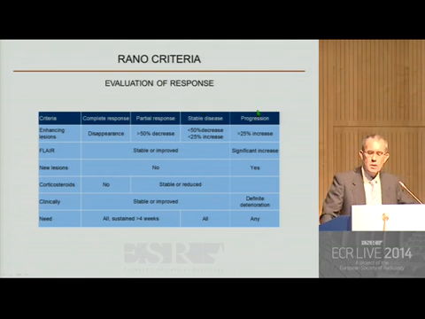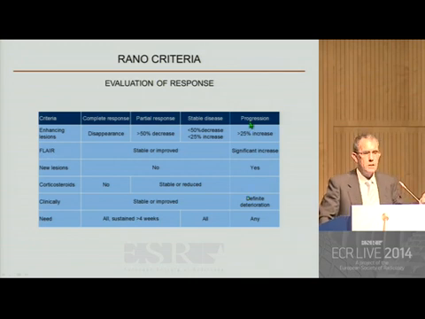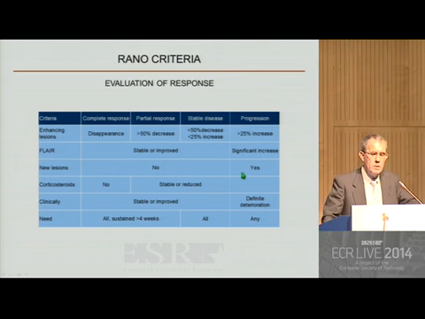And for progression, we just need to complete one of the criteria. We have enough with a more than 25% increase of the enhancing lesions, or a significant increase in the flare component, or a new lesion, any new lesion, or a definite deterioration of the patient. With any of these criteria, we can consider that there is a progression. If these criteria are not fulfilled, we should consider the response as a stable disease.